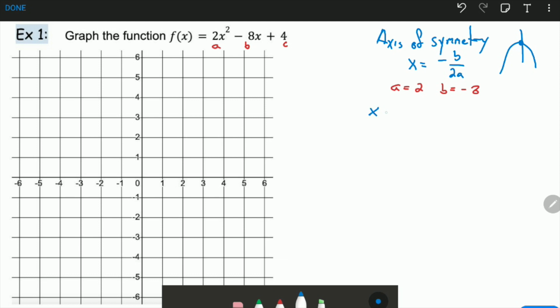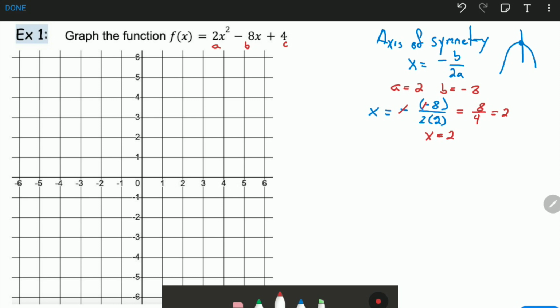So for the axis of symmetry, x will equal negative negative 8 over 2 times a, which is 2. If I simplify this, the double negative is going to make a positive 8. We'll have 8 over 2 times 2, which is 4. 8 divided by 4 is 2. So we have x equals 2 as the axis of symmetry.